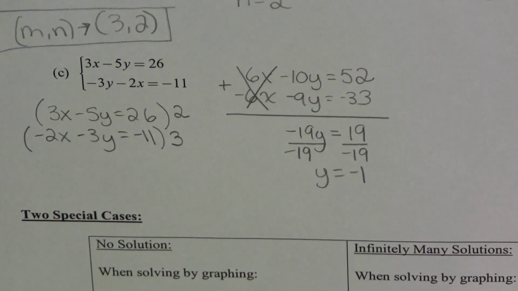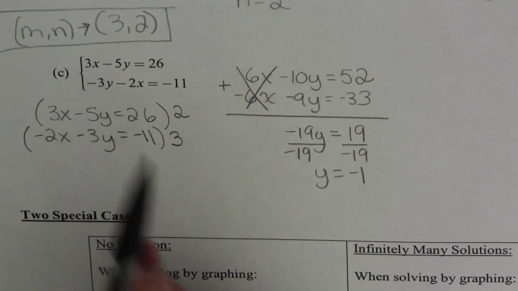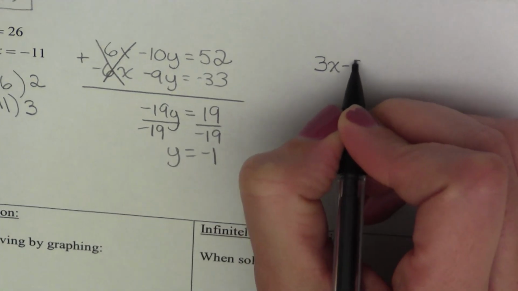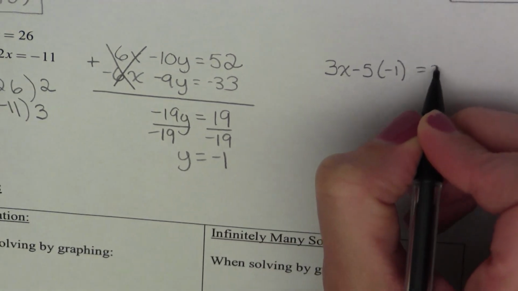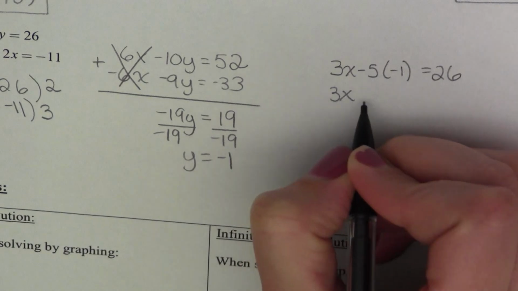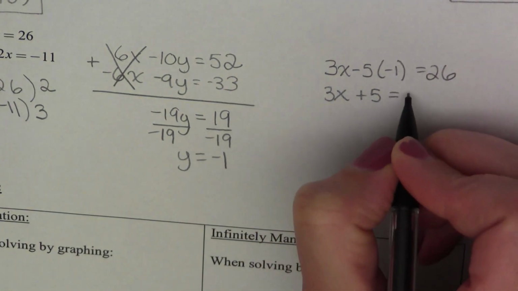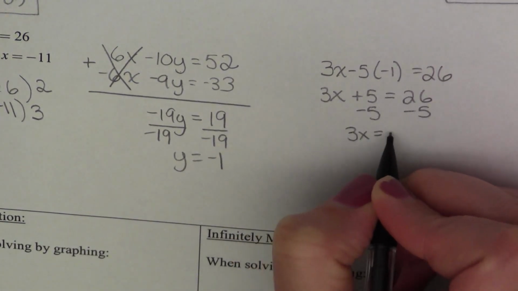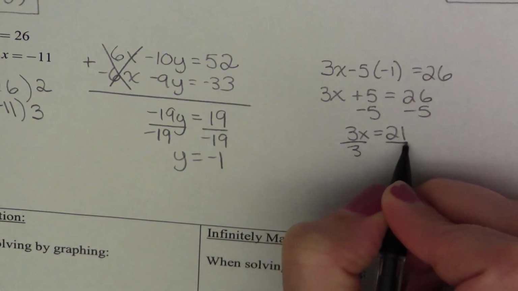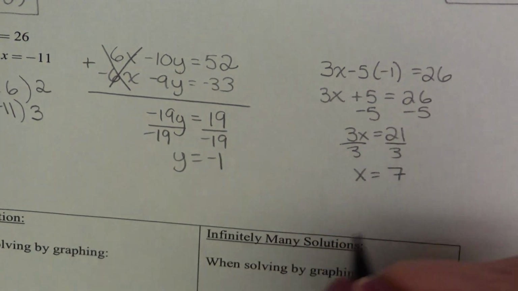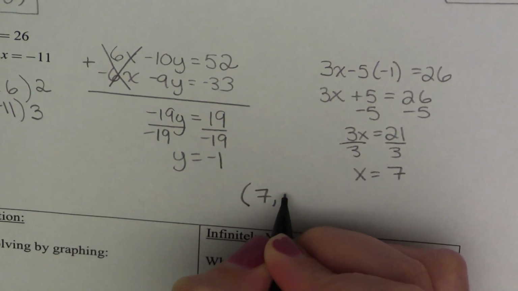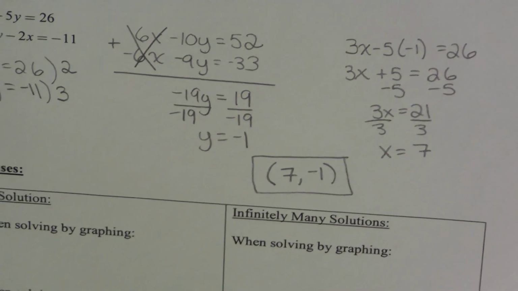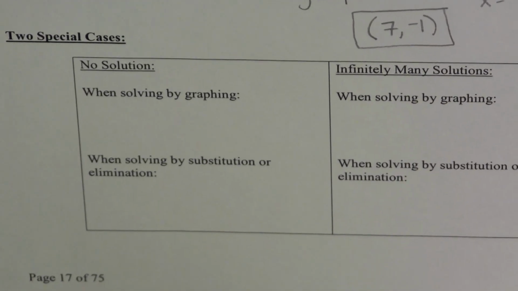Now I'll go back to either of the original equations. I think I'll just go back to that top equation. Input that negative 1 for y. So 3x minus 5 times negative 1 equals 26. Multiply for a positive 5. Subtract that 5 from both sides. 3x equals 21. Divide by 3. x equals 7. And again, let's write that as an ordered pair: (7, negative 1).